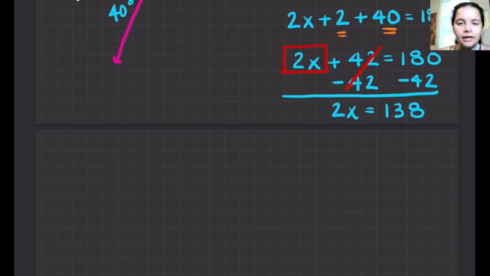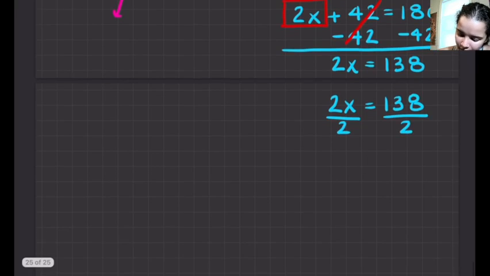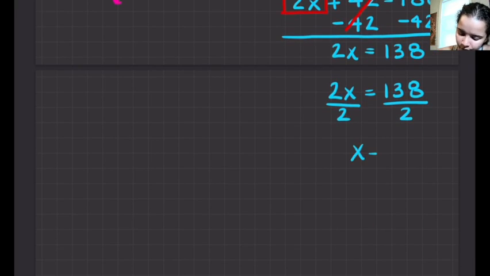Okay. And then now, again, remember to cancel things out. You always have to do the opposite operation. So in this case, I have 2 times x equal to 138. So to cancel out that 2 in front of the x so that I can get rid of it, I have 2 times x. In order to get rid of times, I need to do the opposite. So I have to divide both sides by 2. Okay. And then x equals 138 divided by 2.